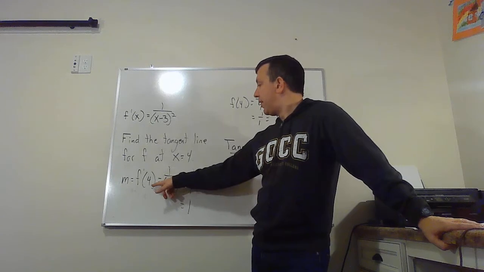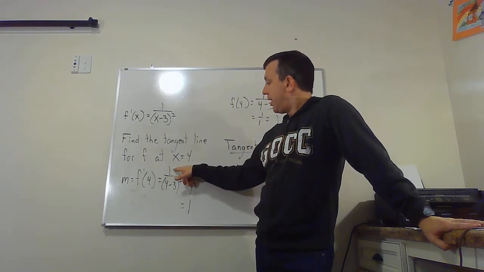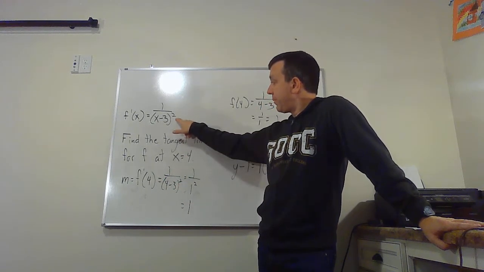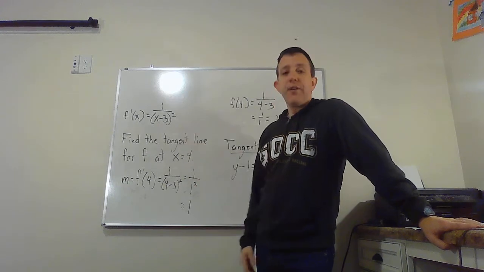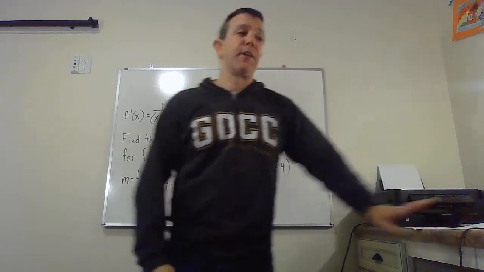We just have to plug in the number. So we plug in 4, I get 1 over (4 minus 3) squared, again plugging it in here. Work it out, you get 1. So there's our slope for the tangent line.